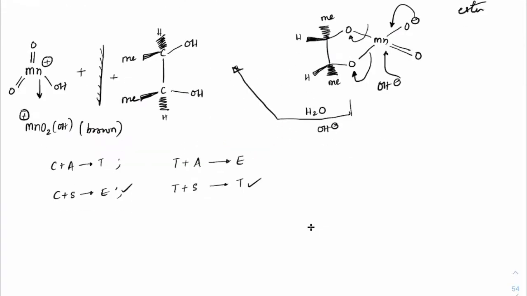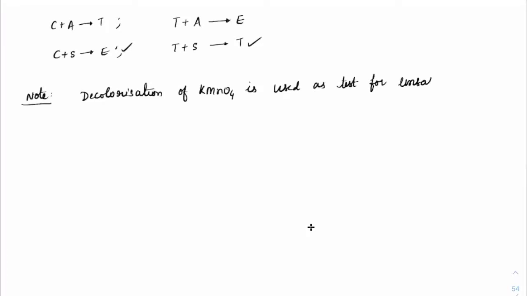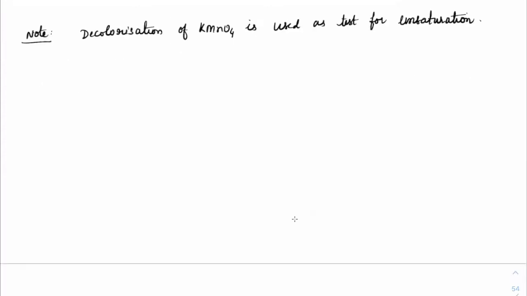Okay. So this can be used as a detection for unsaturation also. So that is an important point to note, that decolorization of KMnO4 is used as a test for unsaturation. Right. Let us see the next reaction here.